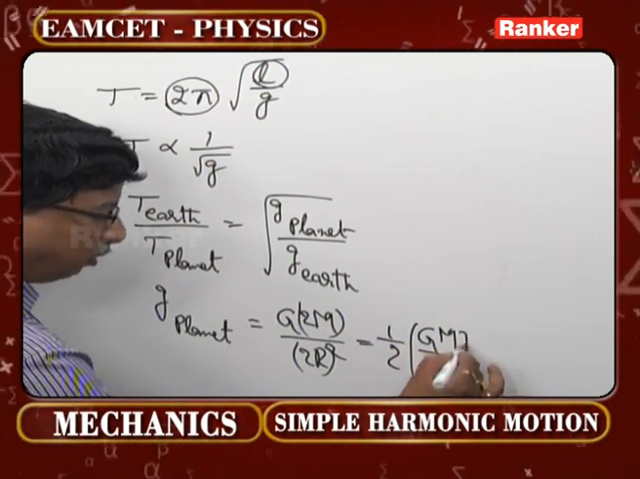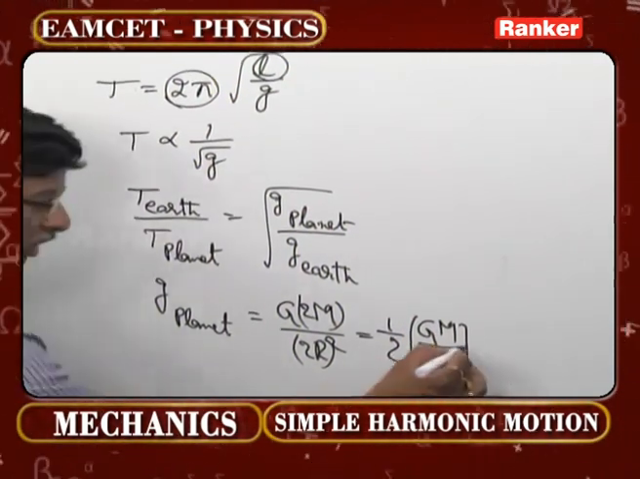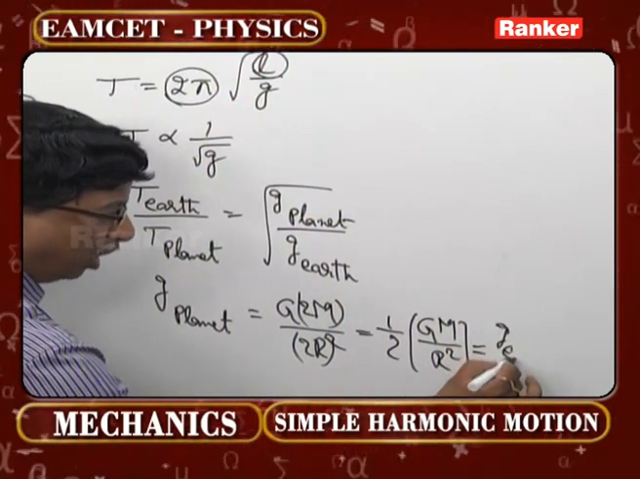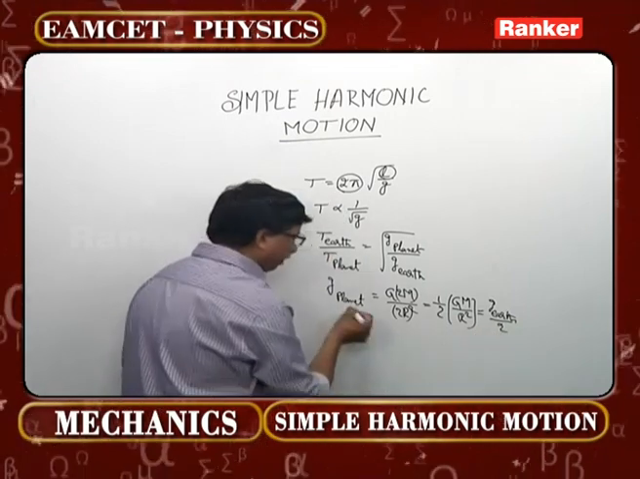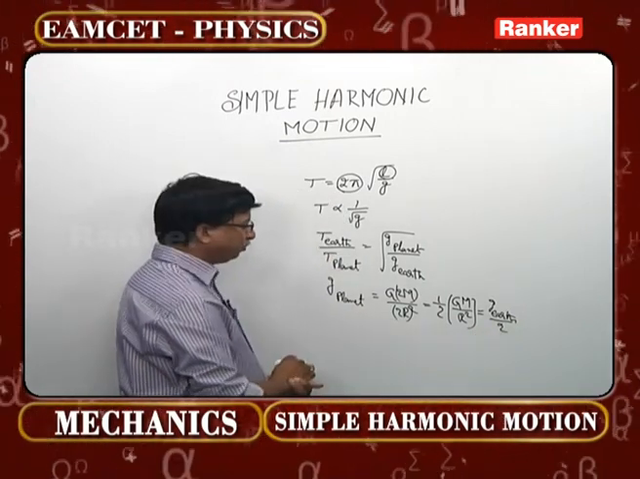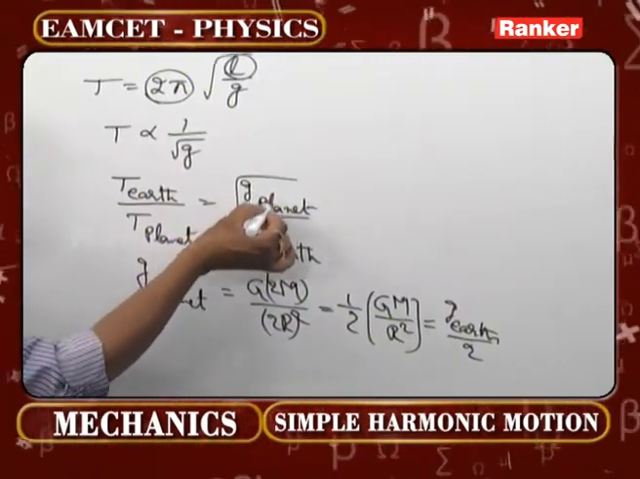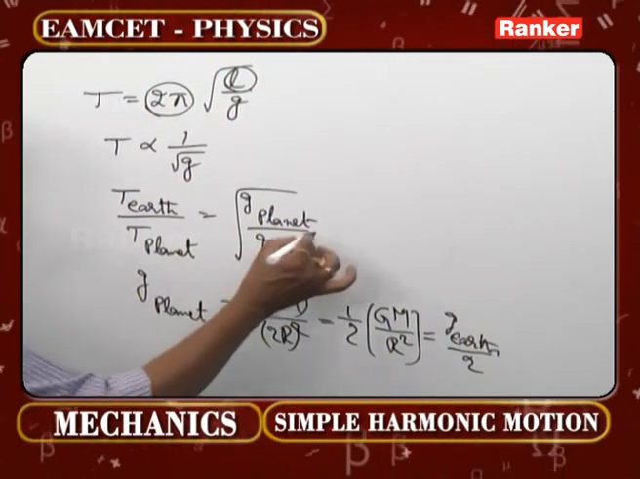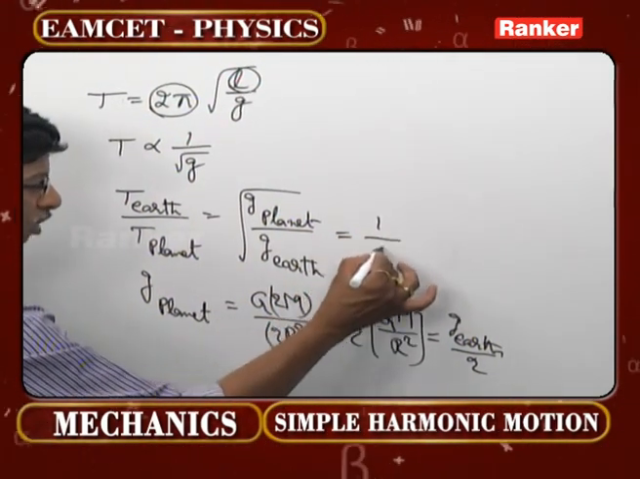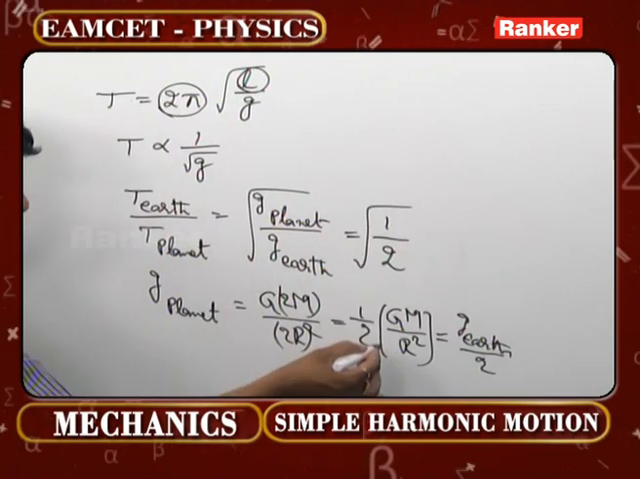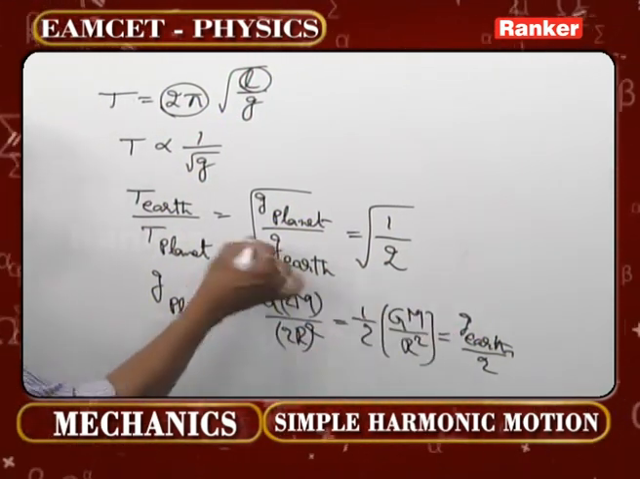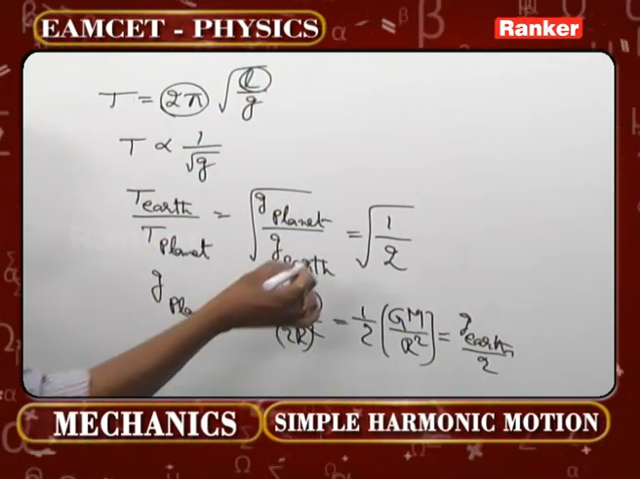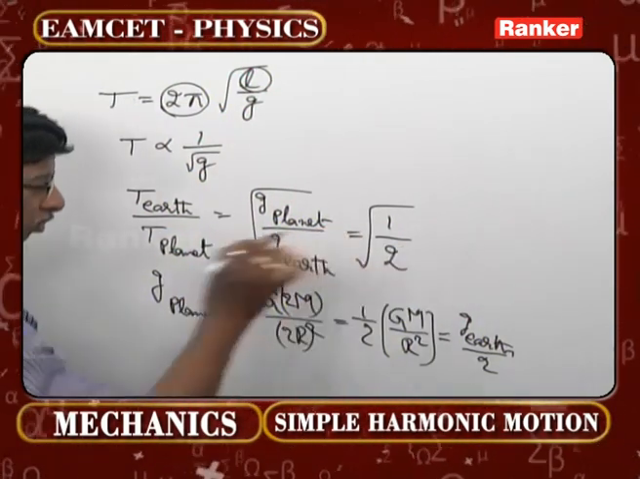But what is GM by r square officially? It is the value of g on Earth. Therefore, g on Earth by 2 will be the g value on the planet. Then what can I write in place of g on the planet by g on Earth? Is it not simply 1 by 2, please? You can understand g on planet by g on Earth is equal to 1 by 2. Since it is under the root, 1 by root 2, I can directly write.